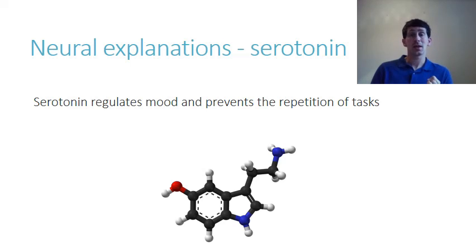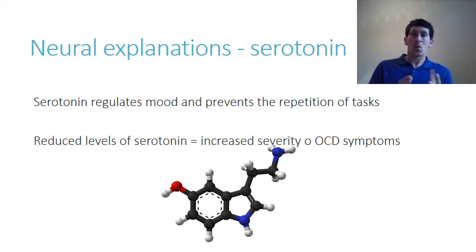And also, it prevents the repetition of tasks. So what they found is that if we have low levels of serotonin in our body, then our severity of OCD will start to increase. Because it's involved in preventing repetitive actions, as soon as we get low levels of it, our repetitive actions start to increase. So low levels of serotonin equals high levels of OCD.